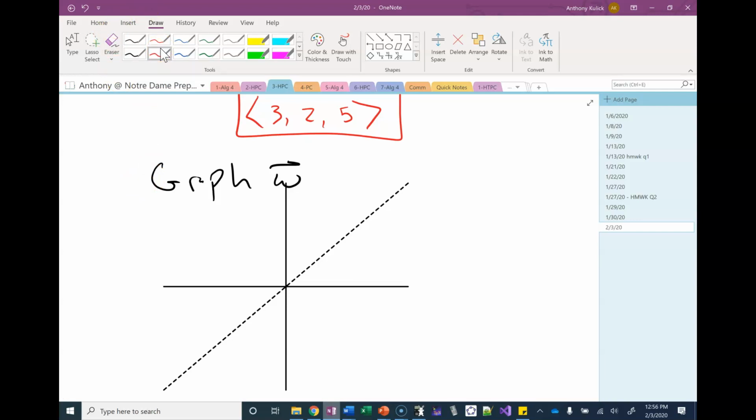Right, you just plotted the point and drew a line from the origin to that point, right? Guess what we're going to do in 3 dimensions? Same thing. All right. So how do we plot the point 3, 2, 5?